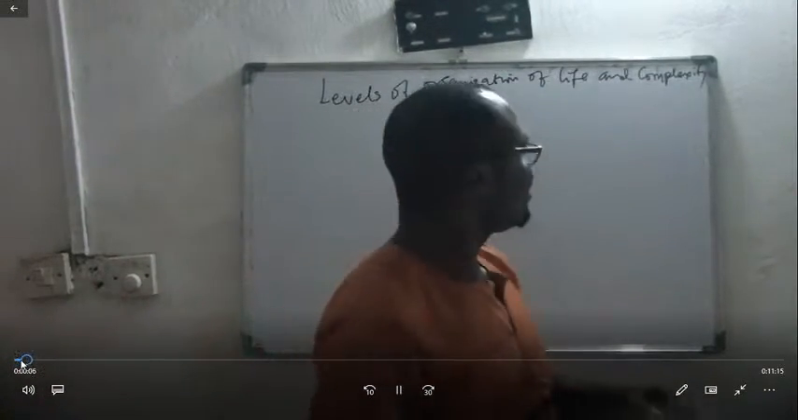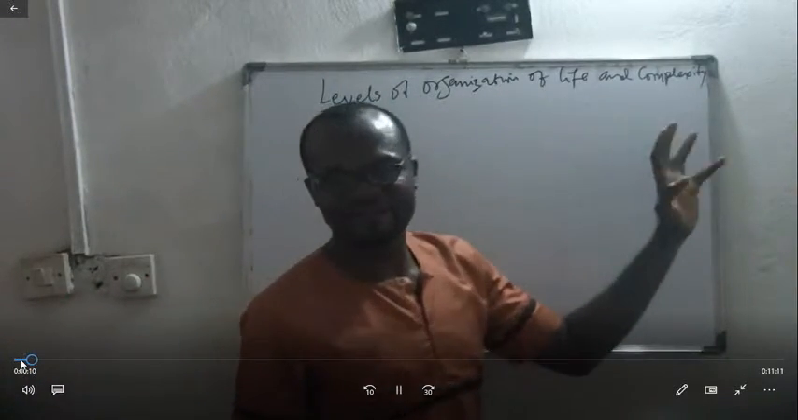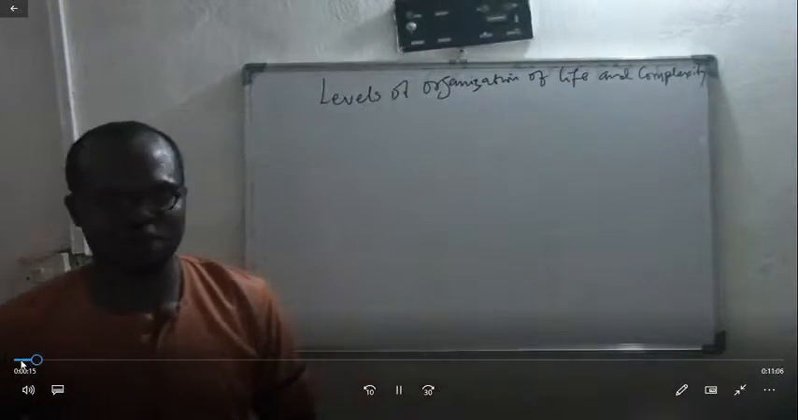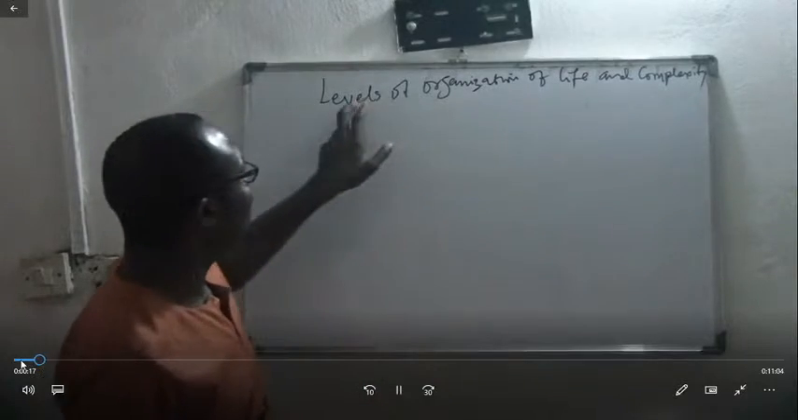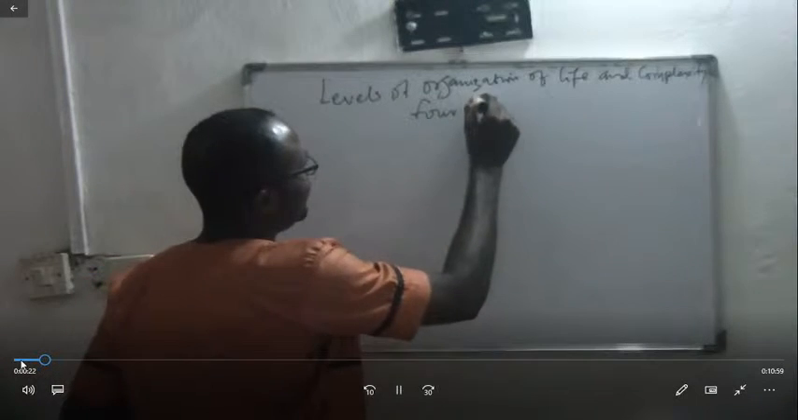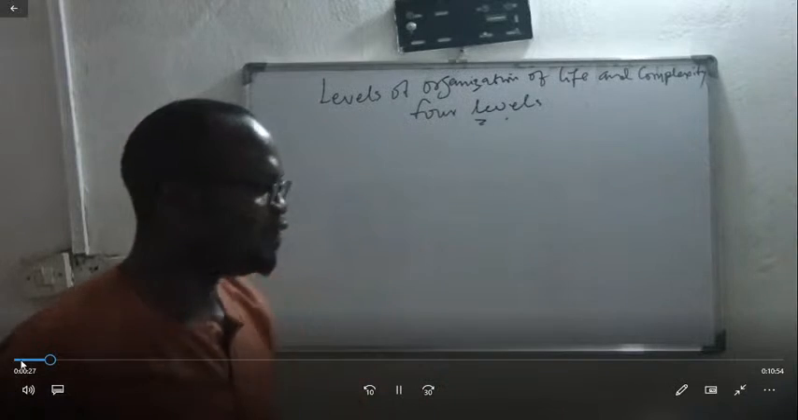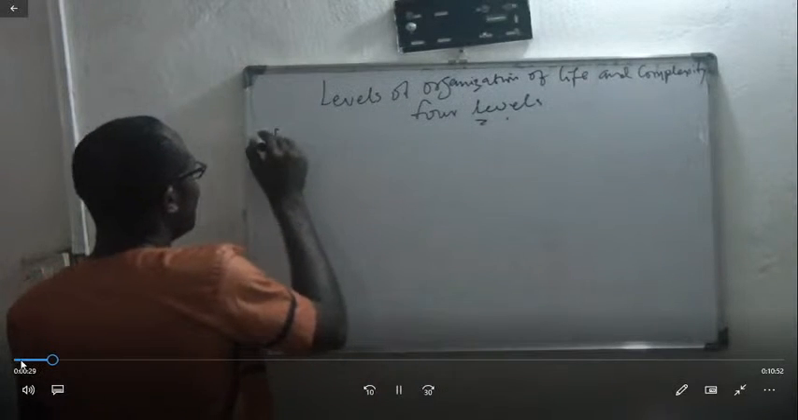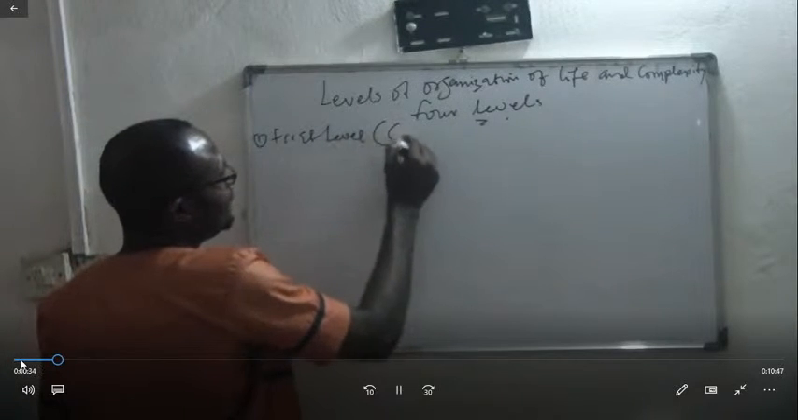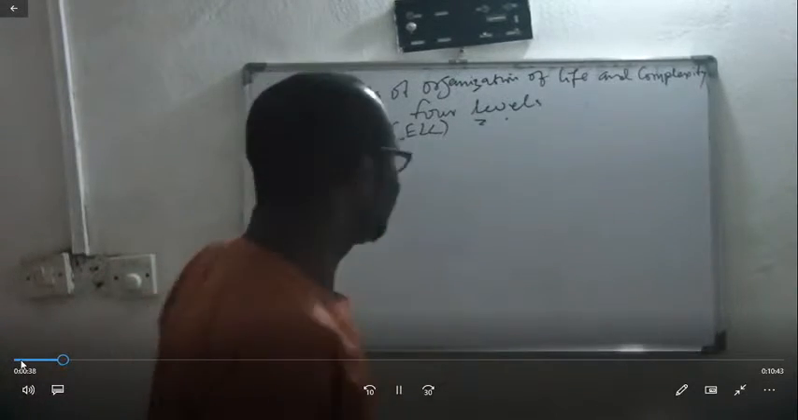Welcome back to another biology class. Today we are going to be learning levels of organization of life and its complexity. Levels of organization of life and its what? Complexity. Levels of organization of life. We have 4 levels of organization of life. We have how many levels? 4 levels. Number 1 is what we call the first level. And this first level we have the word cell.